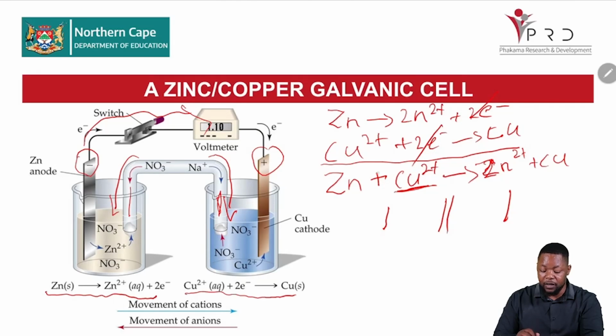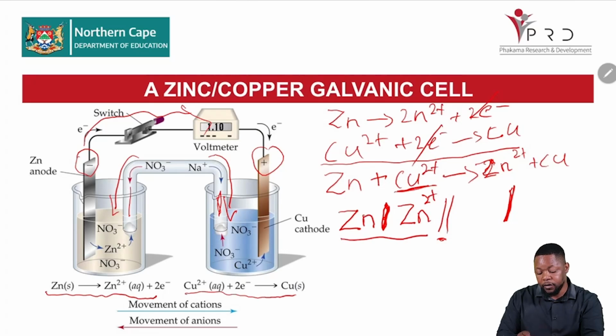Now, the substance that undergoes oxidation here is the zinc. And remember, the lines here indicate the phase change, and the 2 lines here indicate the salt bridge. So when we write the cell notation, we are going to start with the substance that undergoes oxidation. We know that zinc undergoes oxidation in this reaction. Therefore, we're going to write zinc solid, which changes phase to become Zn2+ in aqueous form. So this is the first part of the cell notation.